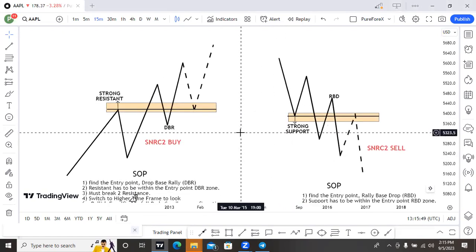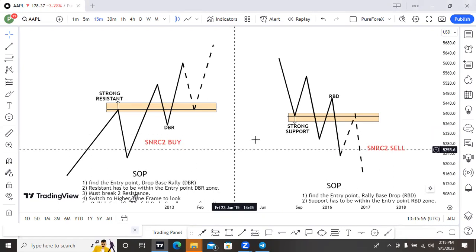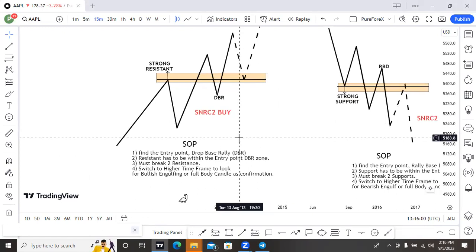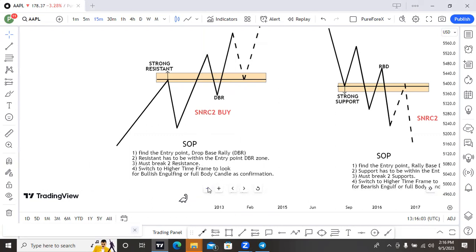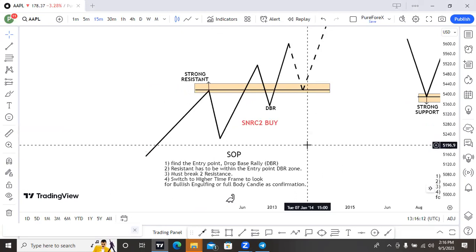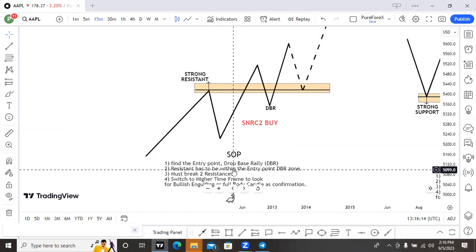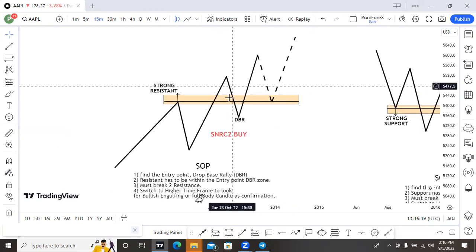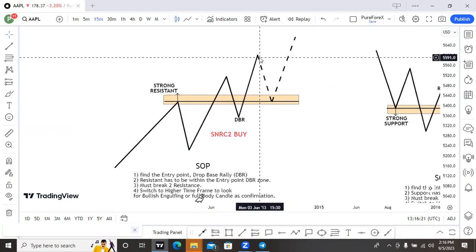So now we have on the screen here SNRC2 setup for buy formula and SNRC2 setup for sell formula. Let's start with SNRC2 buy formula. Let's look at the standard operating procedures together. Let me zoom it a bit. The first procedure is to find the entry point, drop base rally. This is what? Drop base rally.